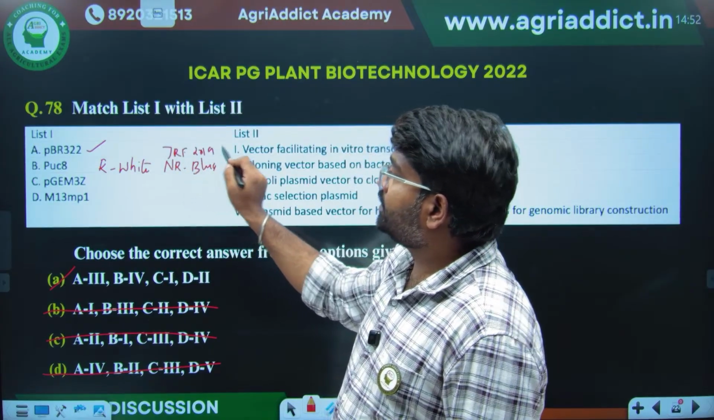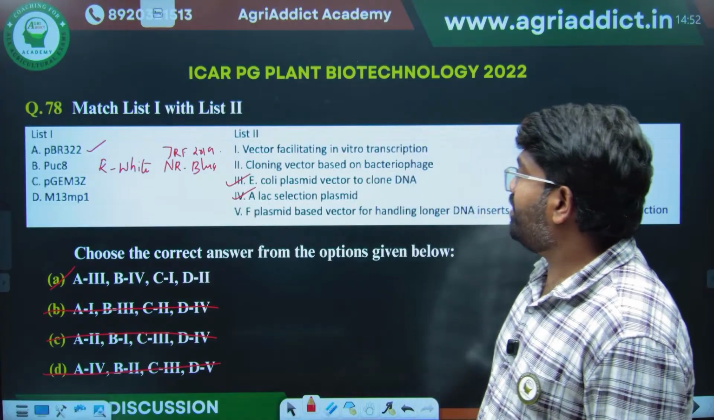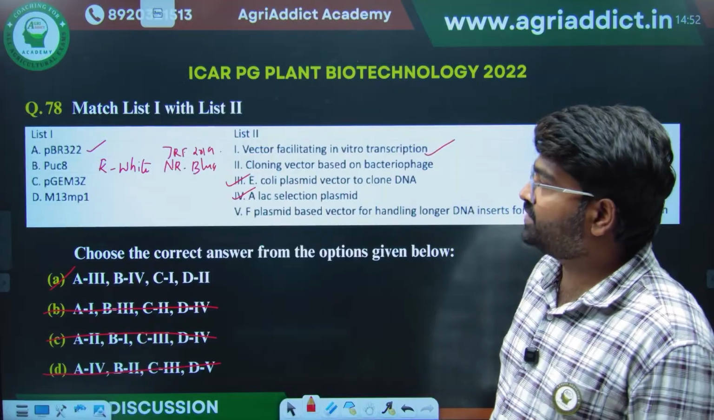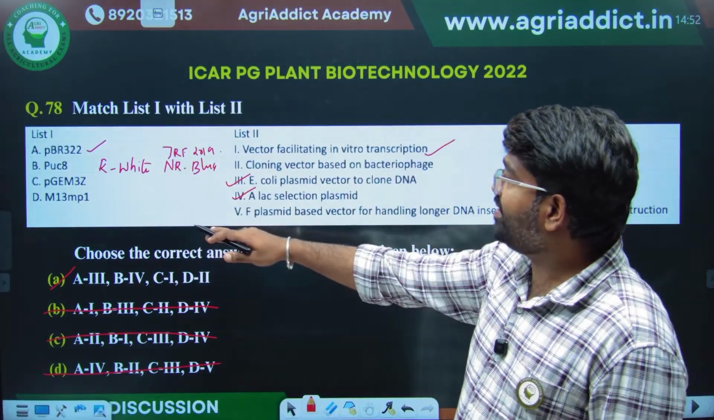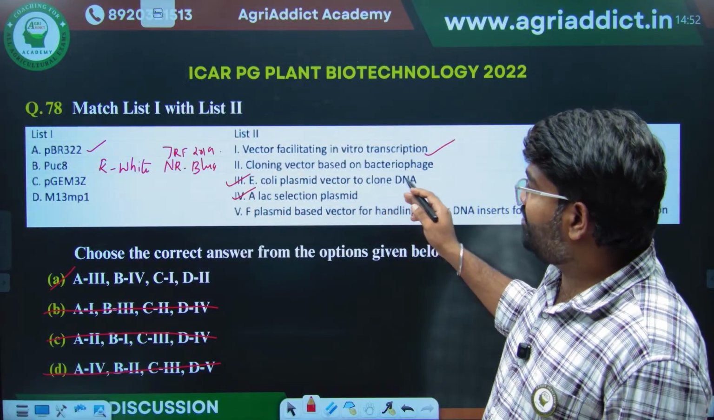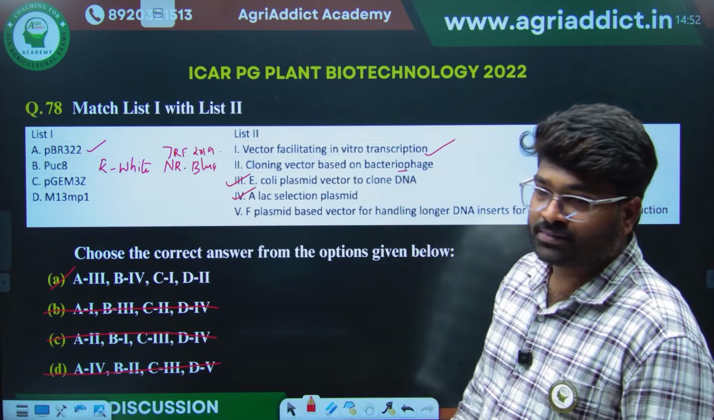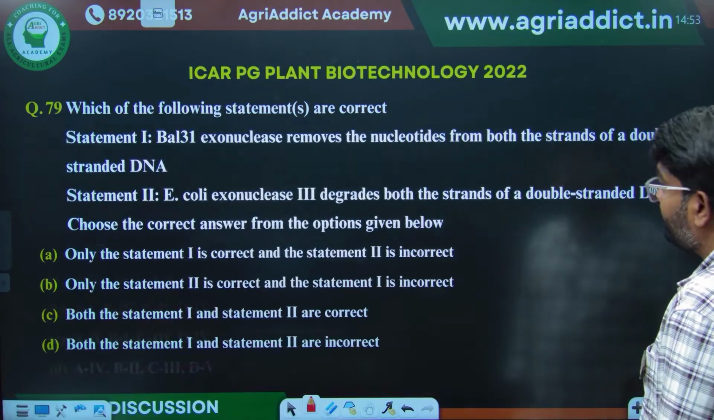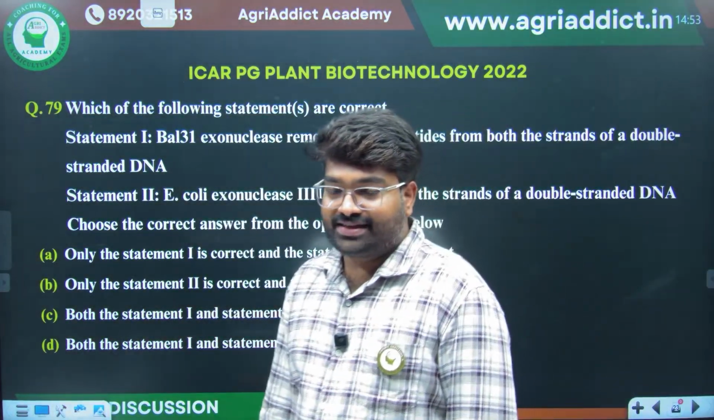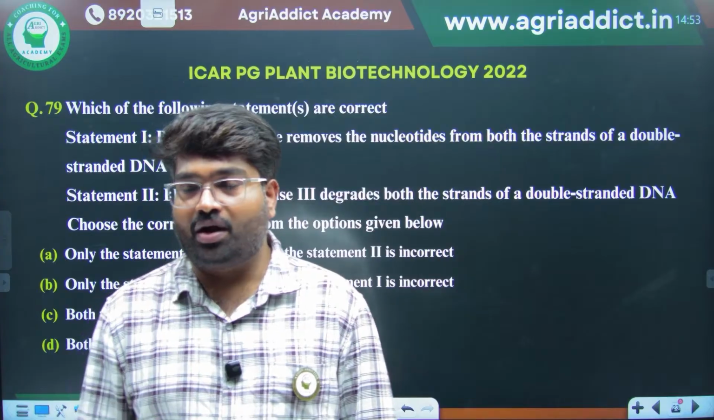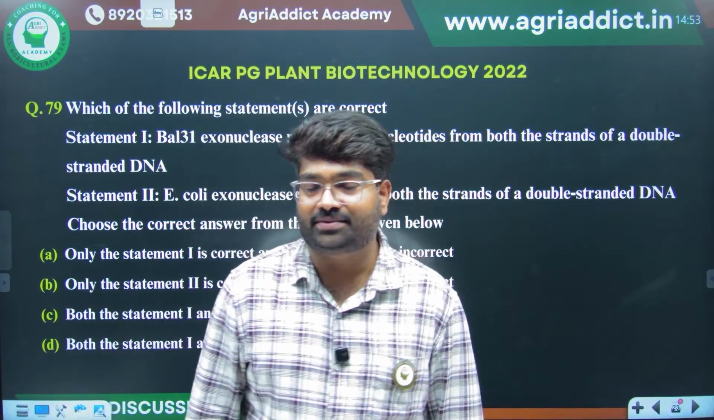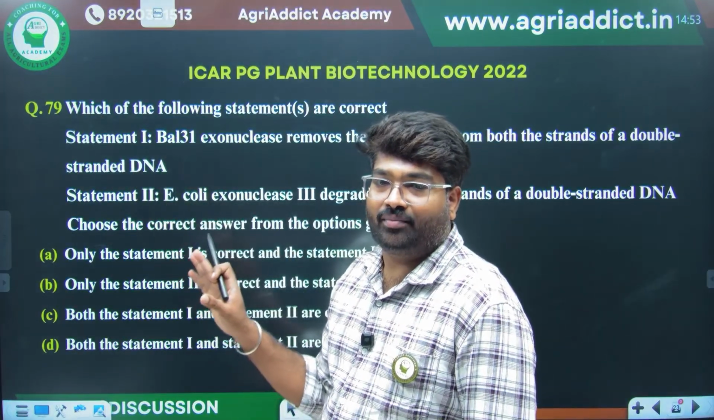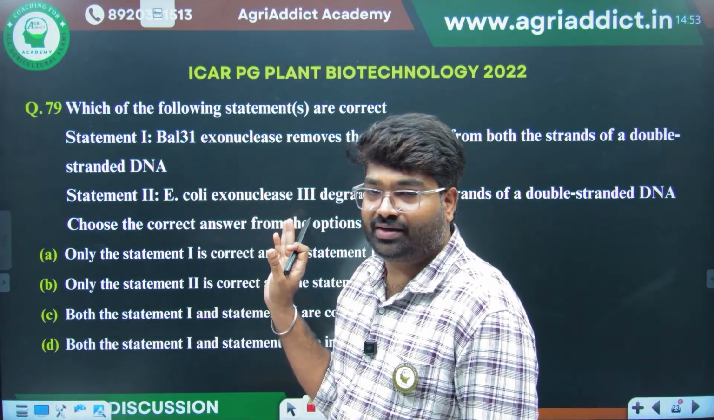pGEM-3Z, what does it do? It's a vector facilitating in vitro transcription. M13mp1 is a cloning vector based on bacteriophage. Clear? I hope this is clear for everyone. This is a simple question, you will answer. Then this year they have asked 4 questions from DNA modifying enzymes. Another question is from exonuclease. They have asked about Bal31 exonuclease and lambda exonuclease.